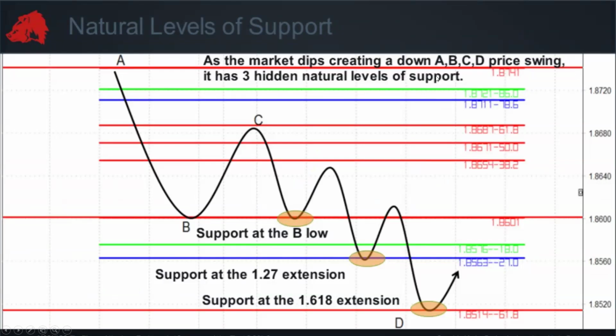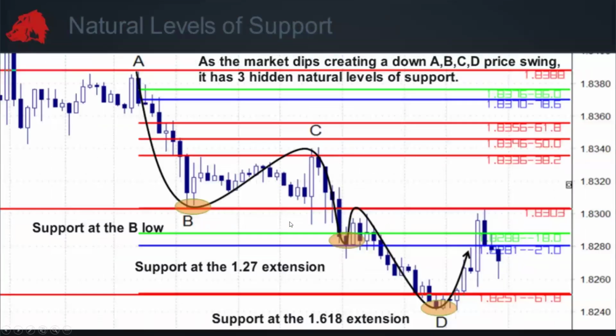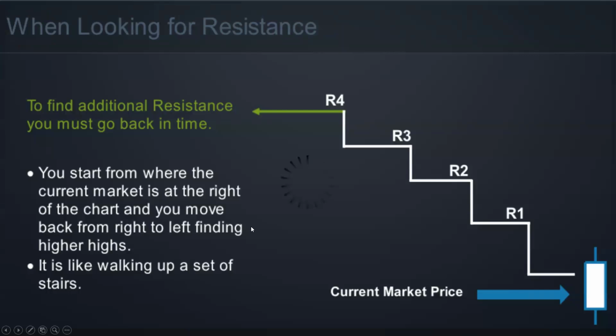Okay, so look at it. As the market dips, creating down ABC, the price swings at these natural levels, which are this. So the first level is the 86, second one is the 78.6, and then we have the 61.8, 38.2, and the 50 that makes the third one. And in the same vein, when they start extending, they extend to their corresponding support, which is the 161.8, the 1.186, and then the 127.2. So these are the key levels in the market. If you apply this very well, you understand it.